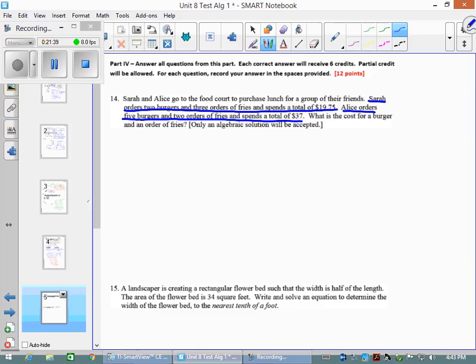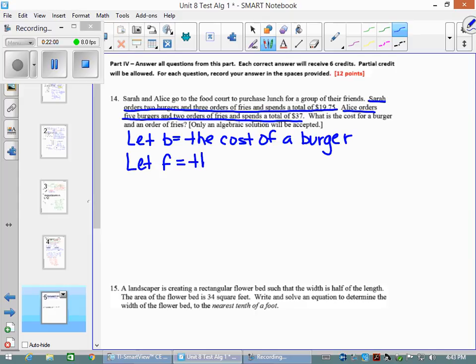So I'm going to let B equal the cost of a burger, since we know how many they're getting, we just don't know how much they cost. And we're going to let F equal the cost of the order of fries. So we're being asked to find the cost for a burger and order of fries. That last line can help you write your let statements. You know what to let these variables equal.